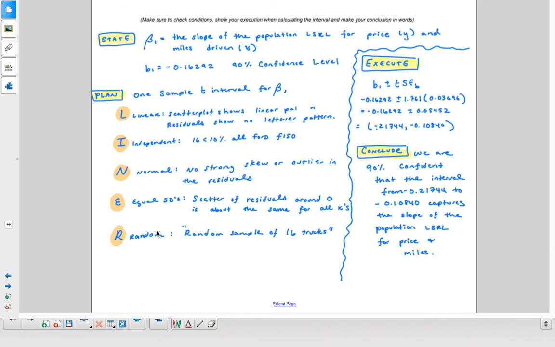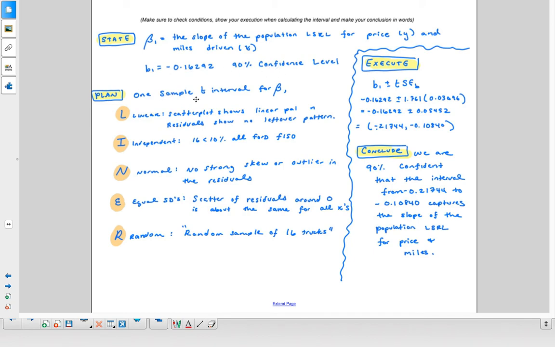Okay, let's do this. State: we have beta, the slope of the population least squares regression line for price, y, and the miles driven, x. Always good to define your variables. And we're talking here, beta is the population least squares regression line slope. Our statistic, negative 0.1629, and here's our confidence level.